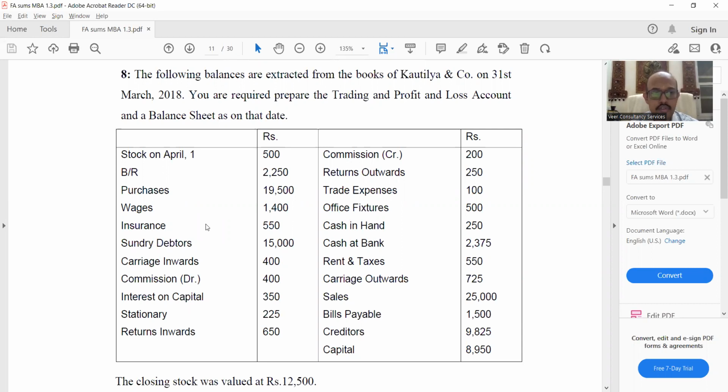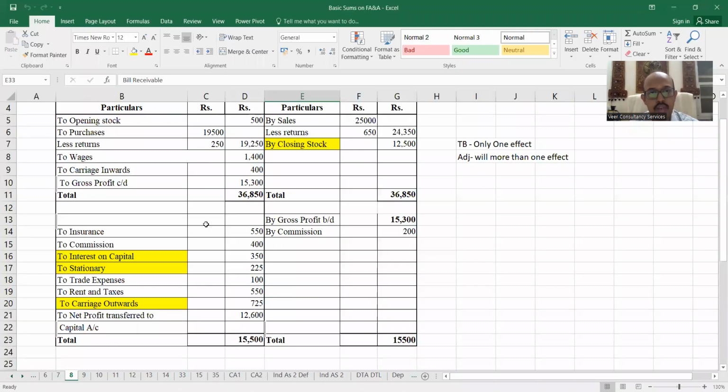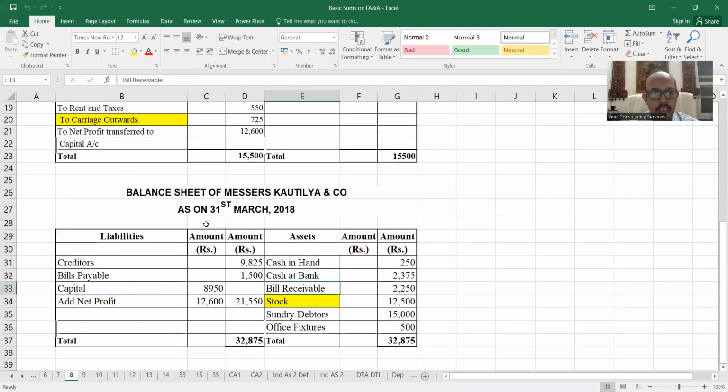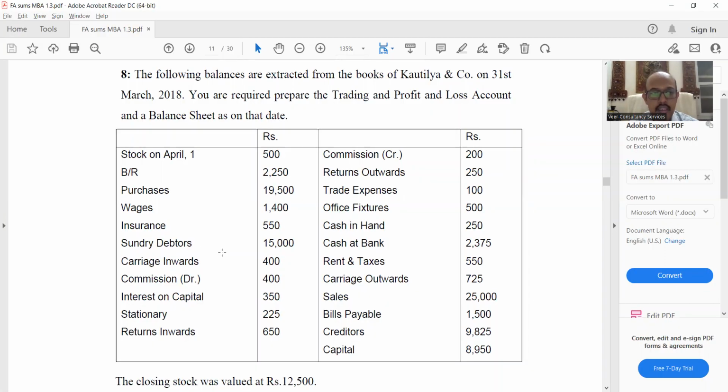Then I have sundry debtors. Who are these guys? These are the people to whom we have sold goods on credit. The money is still receivable from them. So we'll say that these sundry debtors will be on the asset side of the balance sheet as current assets. So debtors are on the asset side of the balance sheet.